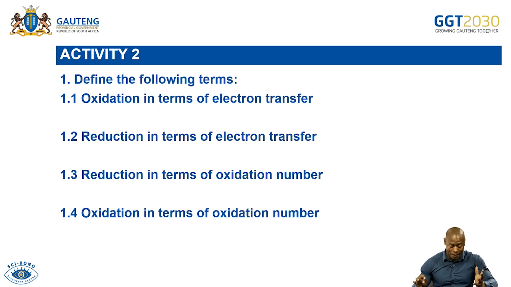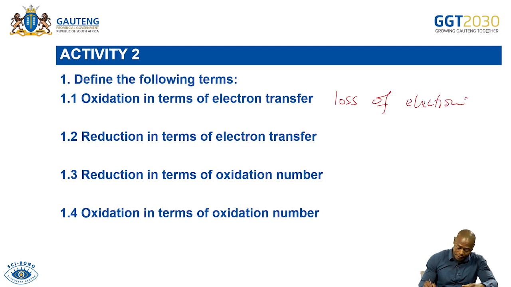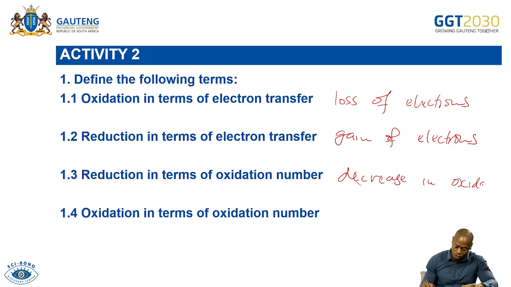So just a reminder: oxidation in terms of electron transfer is loss of electrons. Reduction in terms of electron transfer is gain of electrons. Simple. Reduction in terms of oxidation number is a decrease in oxidation number. Oxidation in terms of oxidation number is an increase in oxidation number.